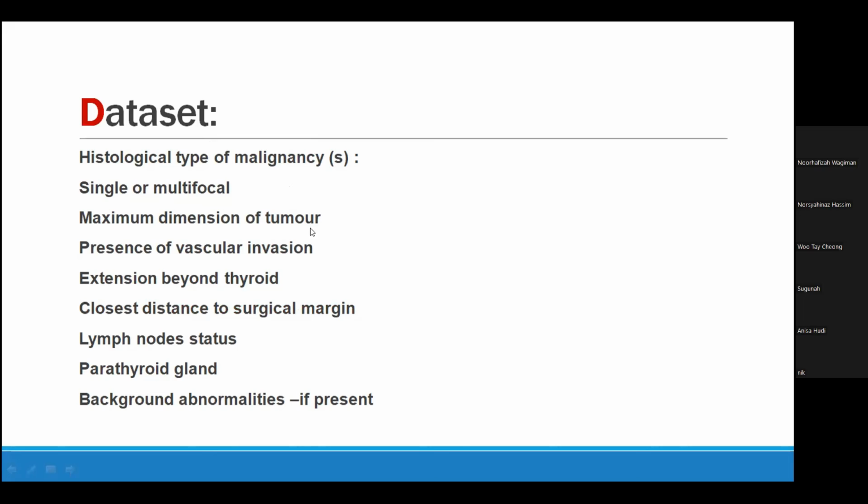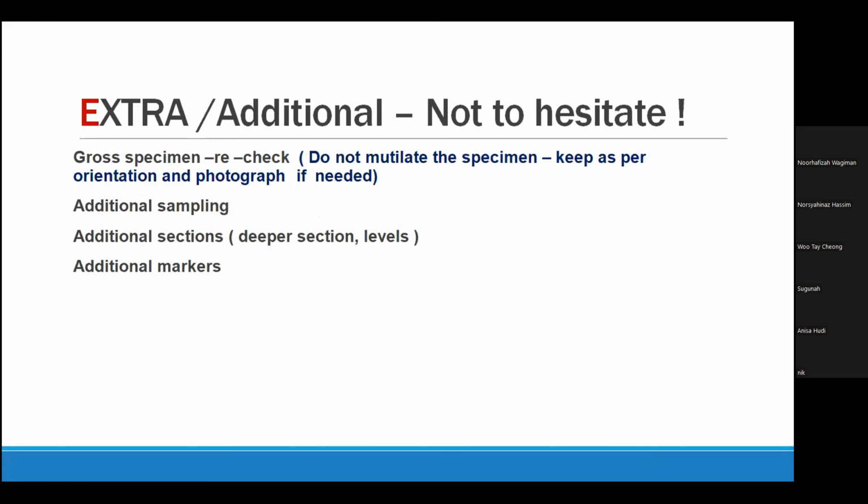Single or multifocal, maximal tumor dimension, vascular invasion, any extension beyond the thyroid capsule, surgical margin, lymph node status, presence of parathyroid gland, and background abnormalities. These must all be in your report.